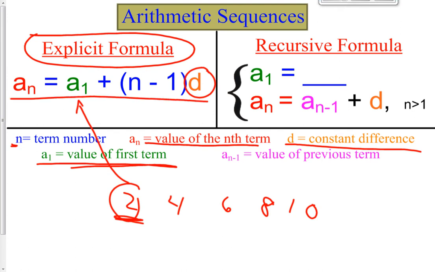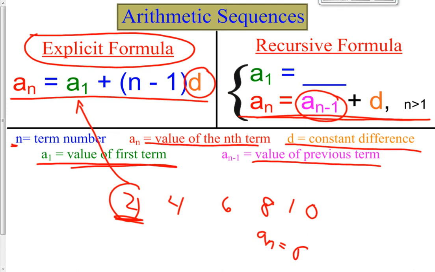In our recursive formula, there's one more, and that's a sub n minus 1. It sounds very confusing. It's actually very simple. It's just the value of the previous term. So if a sub n is 8, the value of my nth term is 8, then the previous term, a sub n minus 1, is 6. It's just the term right before it. I'll talk more about that when we have the recursive formula coming up here in the notes.